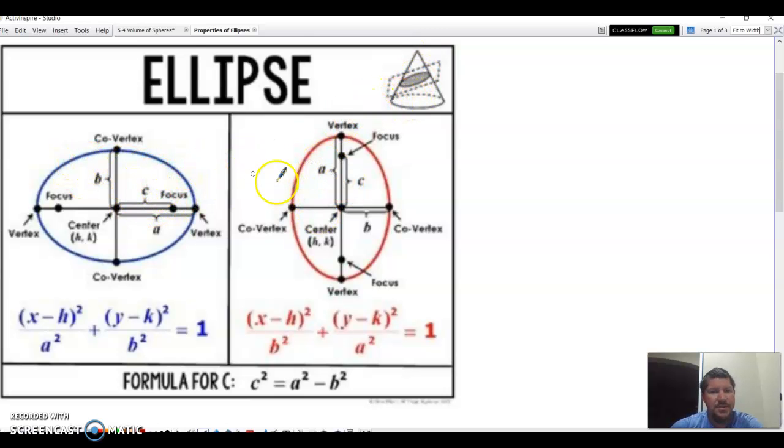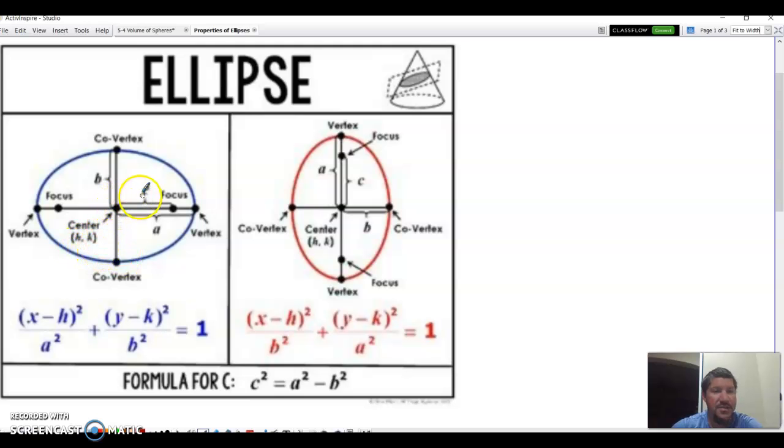Here are the two types of ellipses. We're either going to have the x-axis as our major axis, or the y-axis as our major axis. The major axis is the long one. The major axis has the vertices. The minor axis, which is the short one, has the co-vertices. Your center is still h, k.